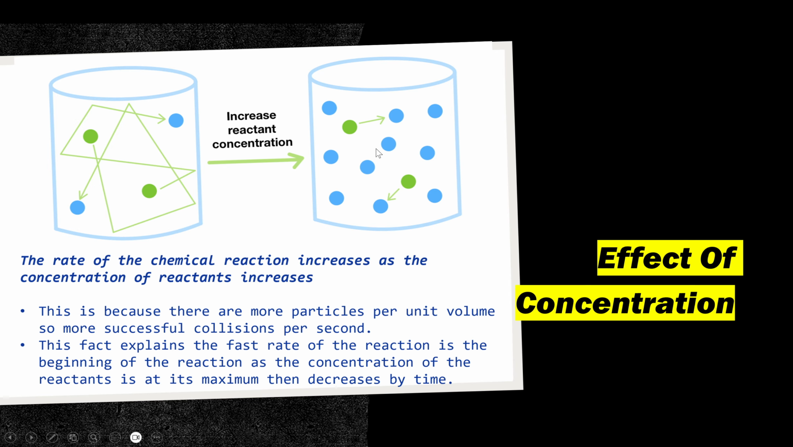So in which container do you think the chances of successful collisions is higher? It goes without saying: when it is more crowded, or in chemistry terms, more concentrated. So we say the rate of the chemical reaction increases by increasing concentrations of the reactants. Why? Because more particles dissolved per unit volume, and therefore more successful collisions per second.